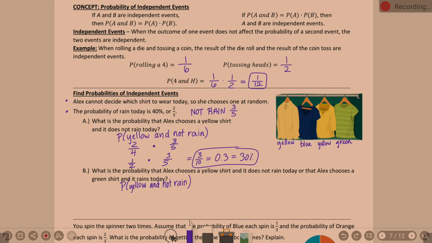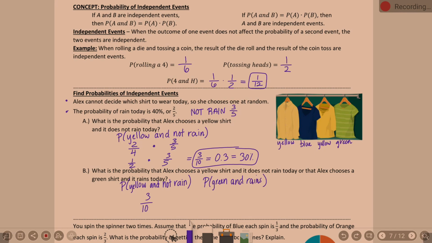Now, can we cheat off of ourselves? That's what I call it. We already did that work. Do we need to redo the work? No, the probability of yellow and not raining. Well, from up above, that is, I'm going to go with 3/10. Now, what's the other piece? Or that Alex does what? Chooses a green shirt and it rains.